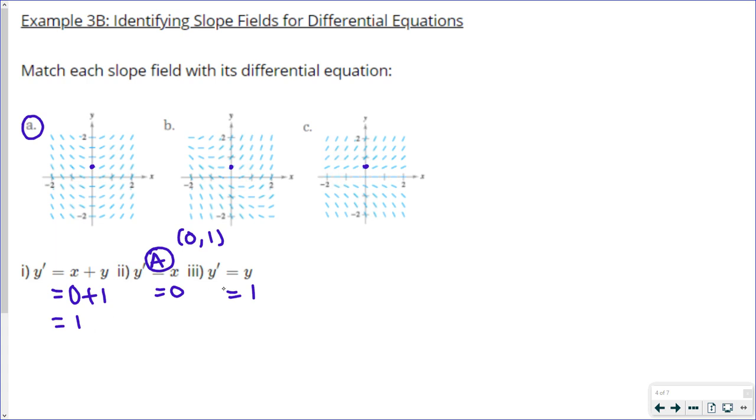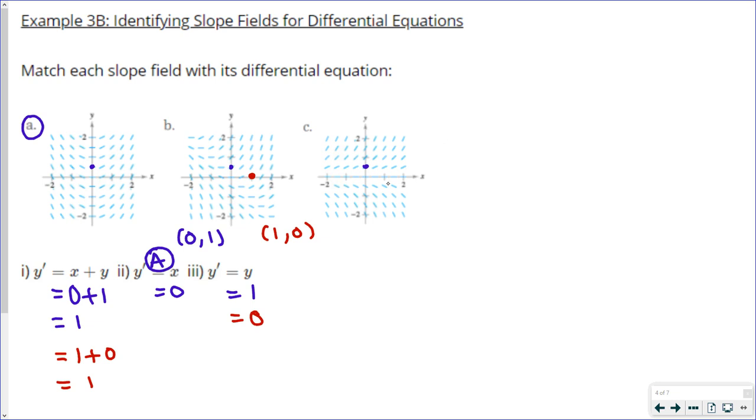Now these two have the same slope, so now I've got to pick a different point. Let's look at this point right here. That's the point (1, 0). So if I use the point (1, 0), we're going to do the same thing. x plus y, and we get 1. Over here, when I plug it in, there is no x, so I just plug in the y. So here, it should be 0.